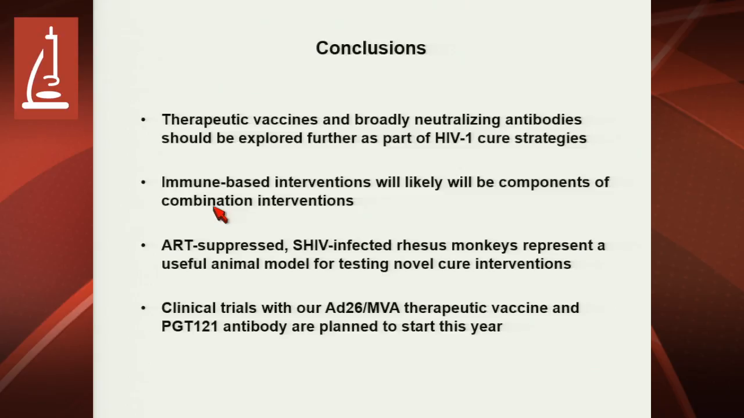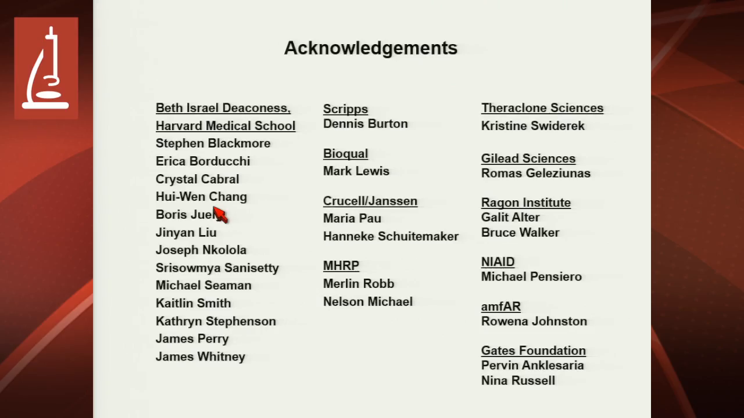And we hope that clinical trials with our Ad26 MVA therapeutic vaccine, as well as the PGT121 antibody, will start before the end of this calendar year. I'll stop there and acknowledge all the people who are involved in this program: Dennis Burton at Scripps for the PGT121 antibody, my lab at Beth Israel Deaconess Medical Center, our collaboration for vaccines with MHRP as well as the Crucell-Janssen group, and most of the therapeutic vaccine work has been funded by the Gates Foundation. I'll stop there, and if there is time, take any questions.